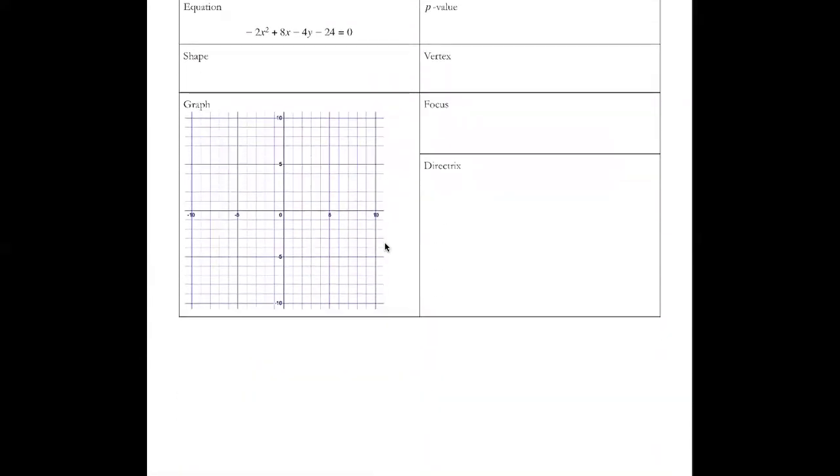So I'm going to take this equation, bring it down here, and as I rewrite it, I'm going to keep all of the terms with the x on one side, and move all the other terms to the other side. So I'm going to have negative 2x squared plus 8x equals 4y plus 24.